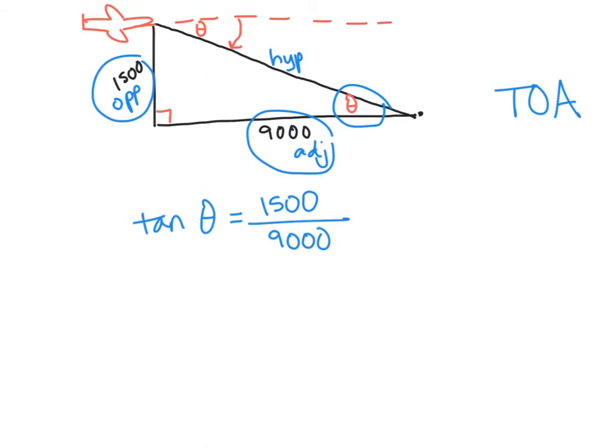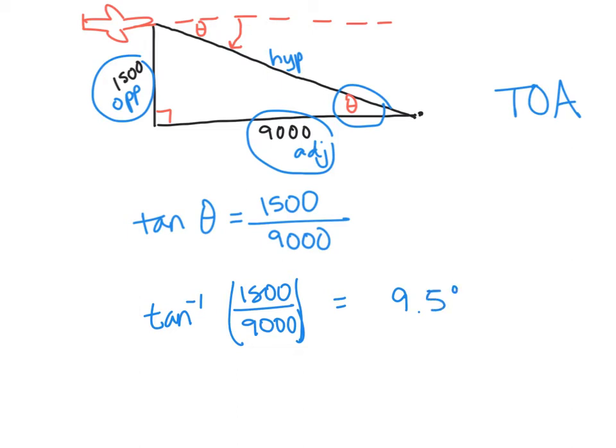Anytime that you need an angle measure, we bring in those inverse functions. So inverse tangent of 1,500 over 9,000 is going to give us our angle measure. On your calculator, go ahead and type in second tangent, and then the 1,500 divided by the 9,000 in those parentheses. And we get, rounded to the nearest tenth, 9.5 degrees. That is our angle of descent for the airplane.